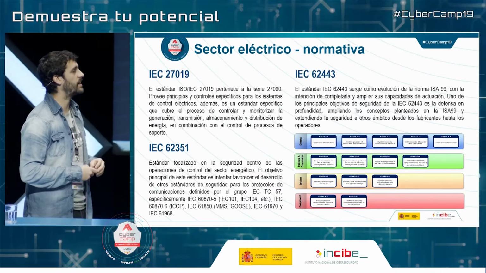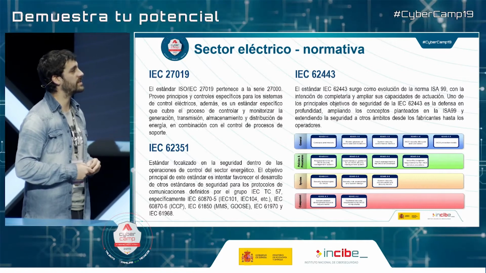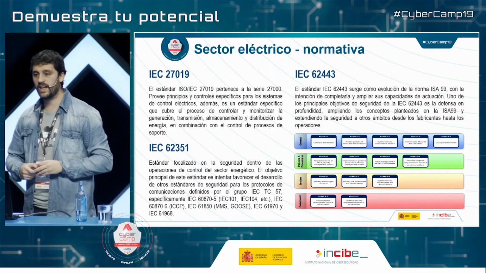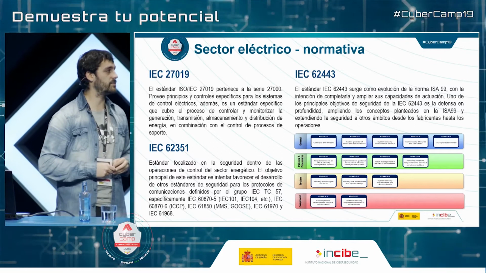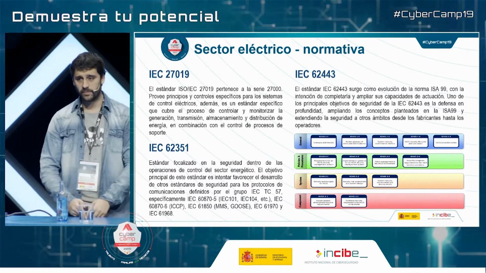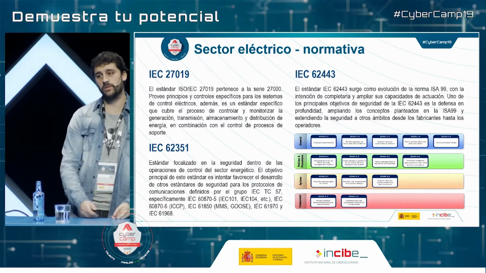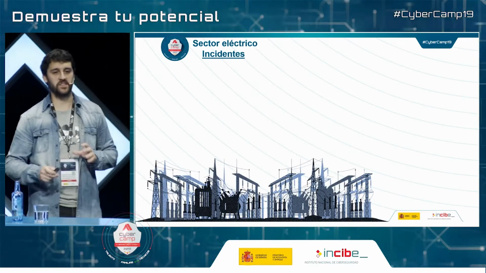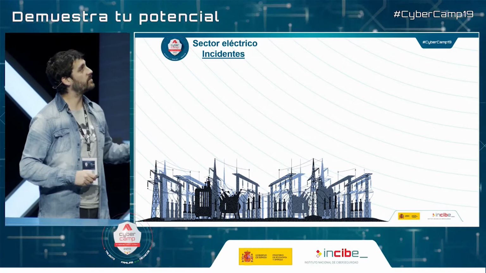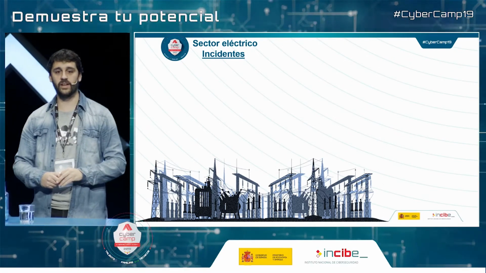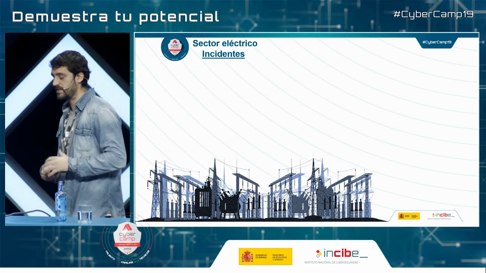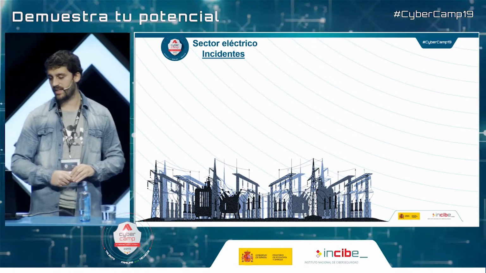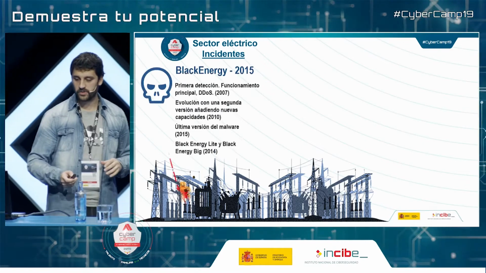Finally, we have the set of standards IEC 62443, which incorporates controls and best practices for industrial entities to classify their assets by segmenting the network and securing them. After this introduction, I would also like to comment on incidents detected in the industrial sector, specifically in the electrical sector. In order to be more in context, we're going to start talking about the framework and so on.